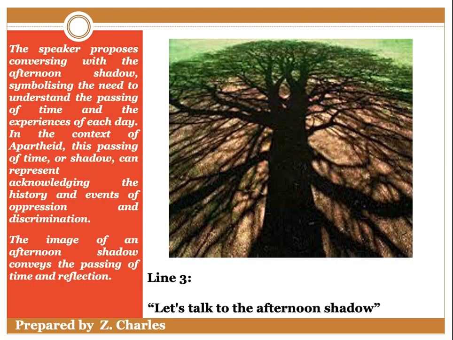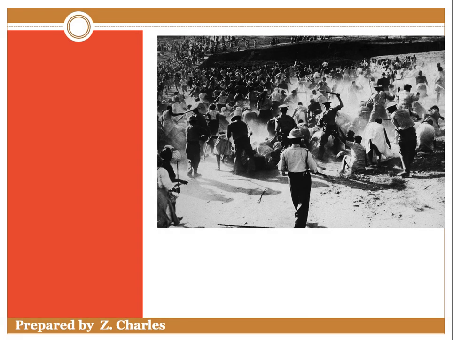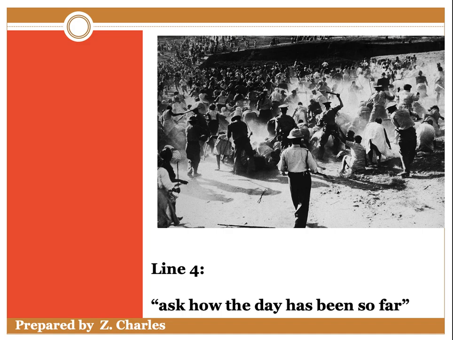Okay, and the image of an afternoon shadow conveys the passing of time. It's a time for reflection. Let's think about what has happened already. And in jumping here, we're going to flow into the next line and ask how the day has been so far. So, why would we ask how the day has been so far? Of course, there's a deeper meaning in regard to asking how the day has been so far. But again, this is another silly and absurd instruction.